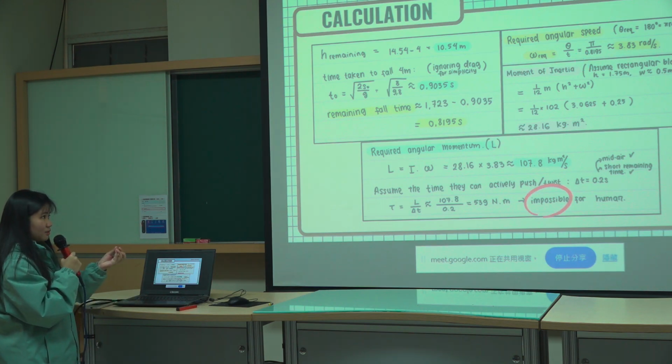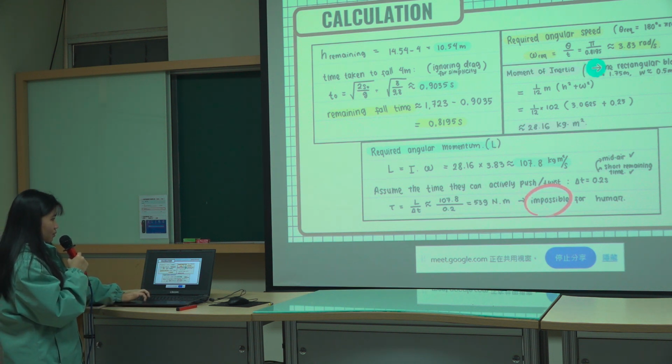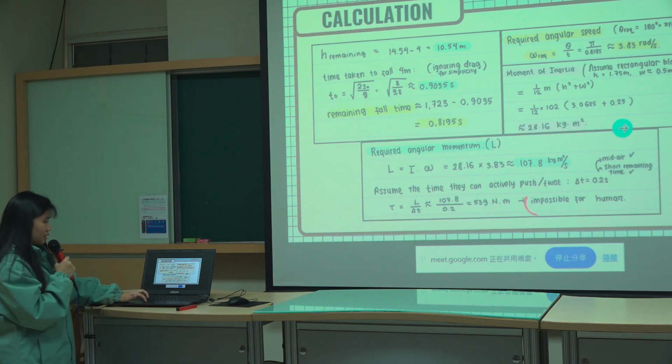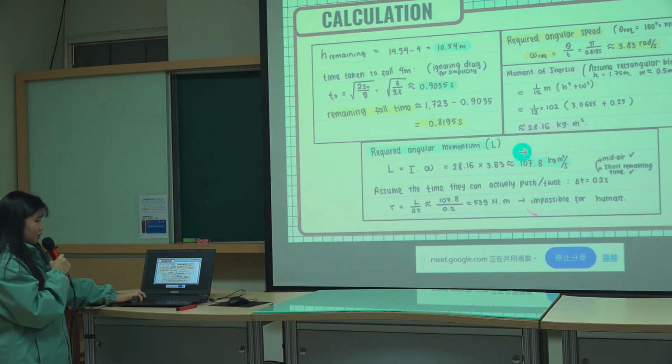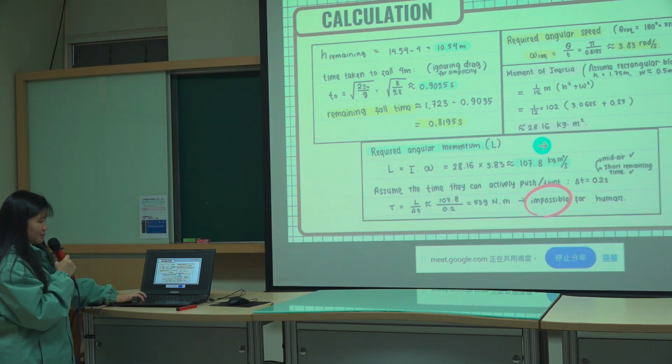So we have to rotate at that speed. So the moment of inertia will be 28.16 kilogram meter squared. So the required angular momentum to do the rotation is 107.8 kilogram meter squared per second.